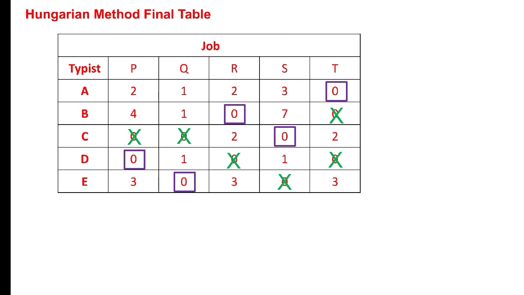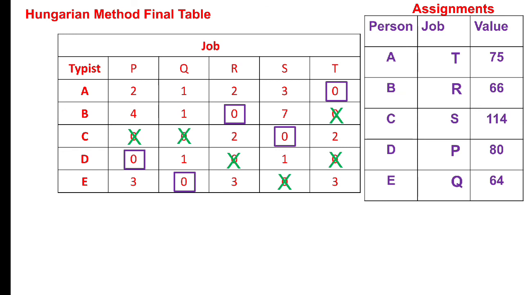Assignments will be given, and for each we take the value in the original problem, for example 75. It will be selected for all the zeros, and then we can go for the assignments. These assignments will be: A to T is 75, B to R is 66, C to S is 114, D to P is 80, E to Q is 64. This value is found from the original given problem.